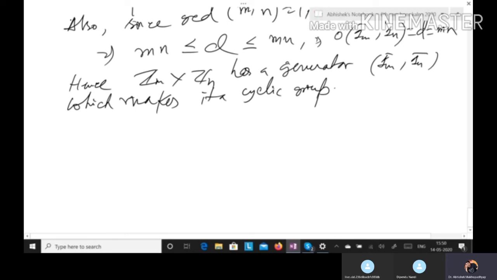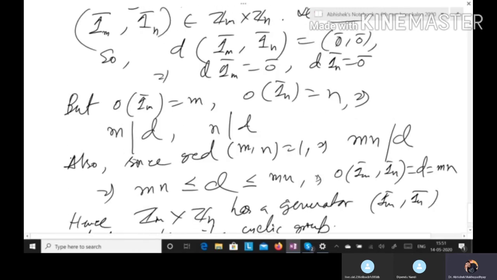Now, as we have shown in basic group theory, every finite cyclic group of order n is isomorphic to Zn. So since Zm cross Zn is a finite cyclic group of order Mn, this Zm cross Zn must be isomorphic to Zmn. So this completes the proof.